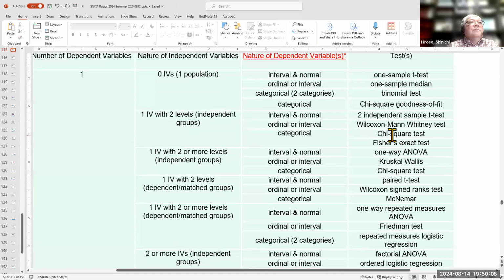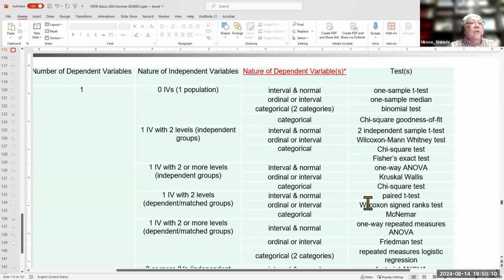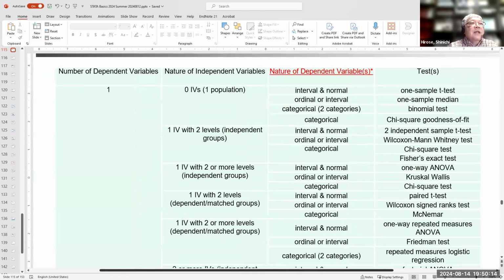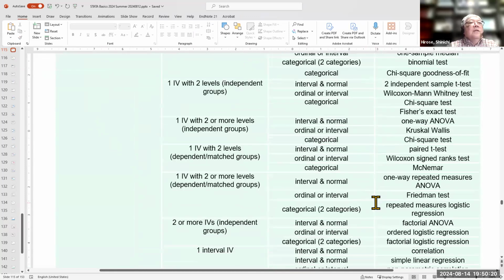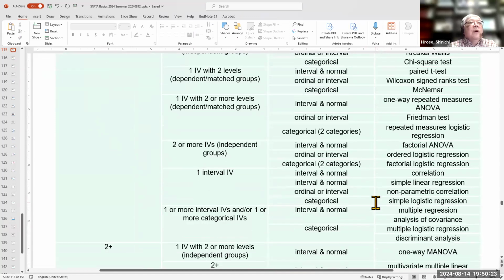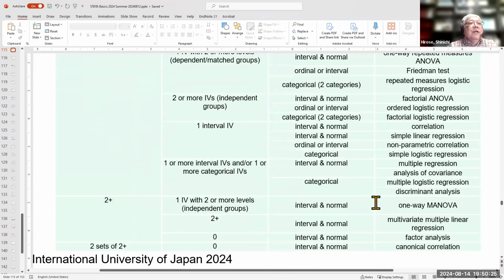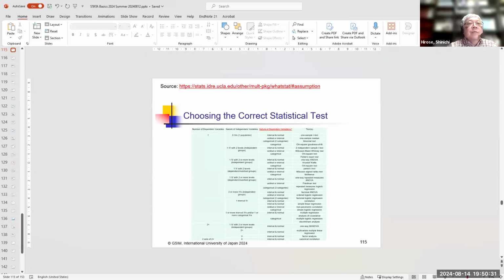So there are a lot of the tests which are unfamiliar to you. However, if you really want to choose the most appropriate test type, then you can refer to this kind of table and decide what kind of analysis type is most appropriate for your purpose and for your given data type.